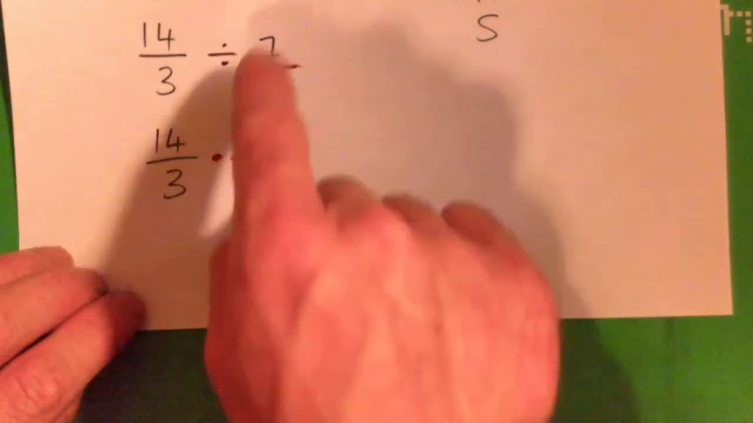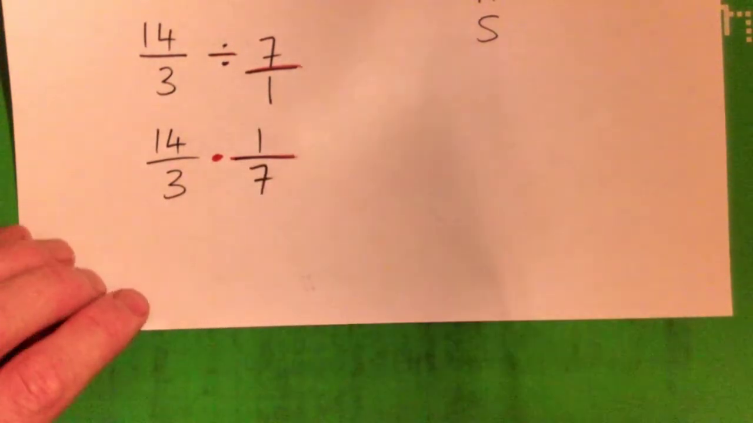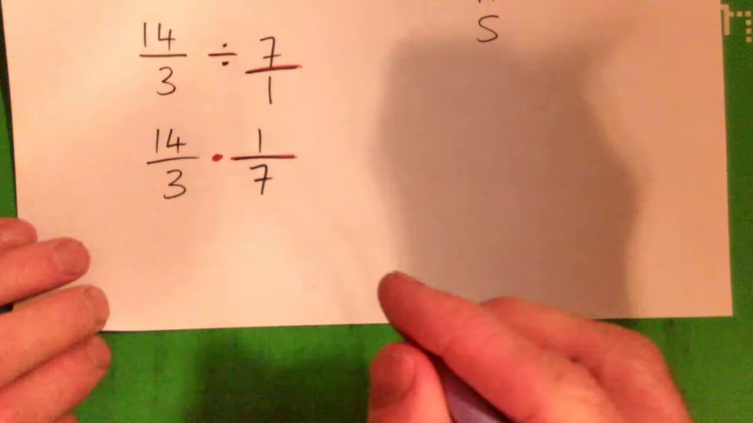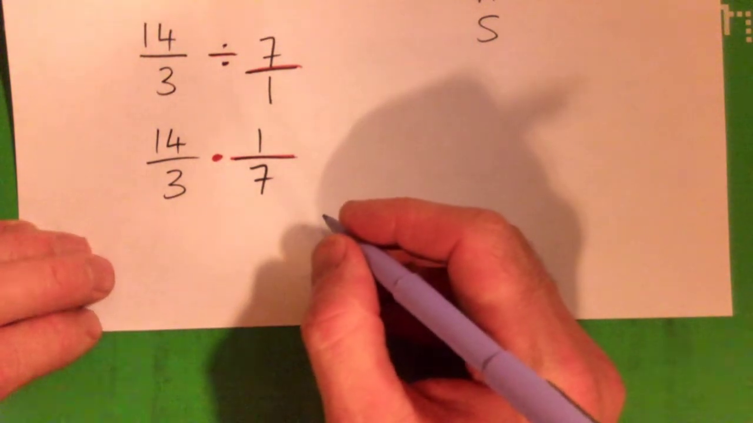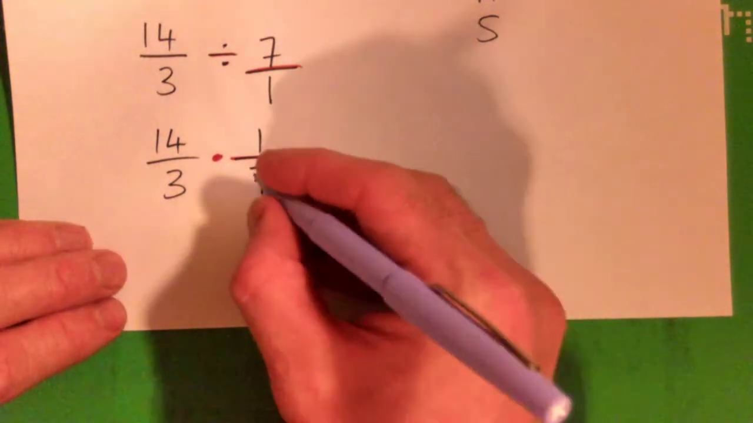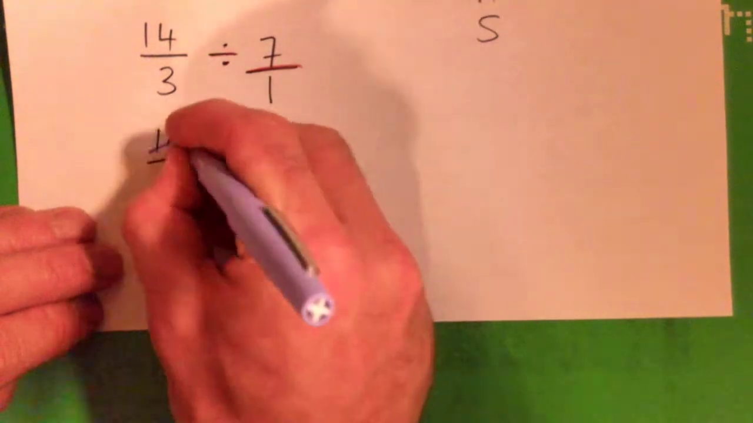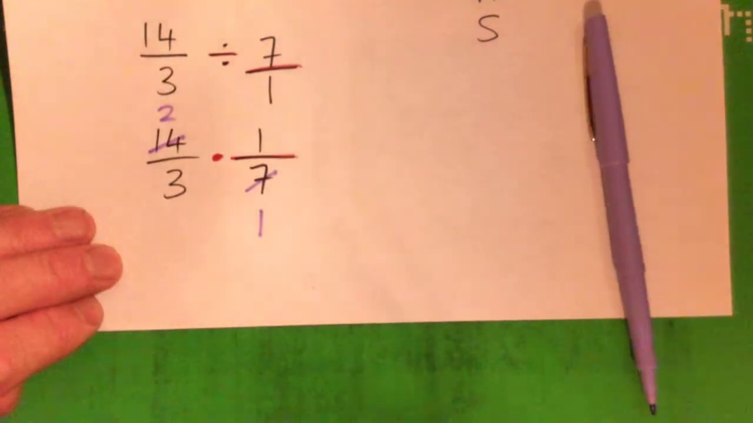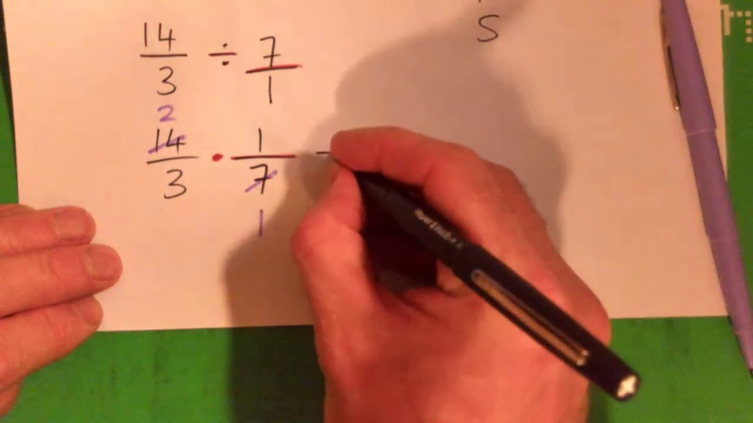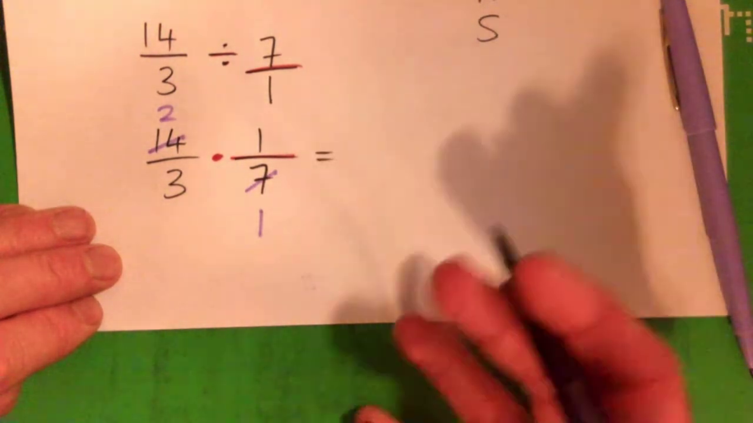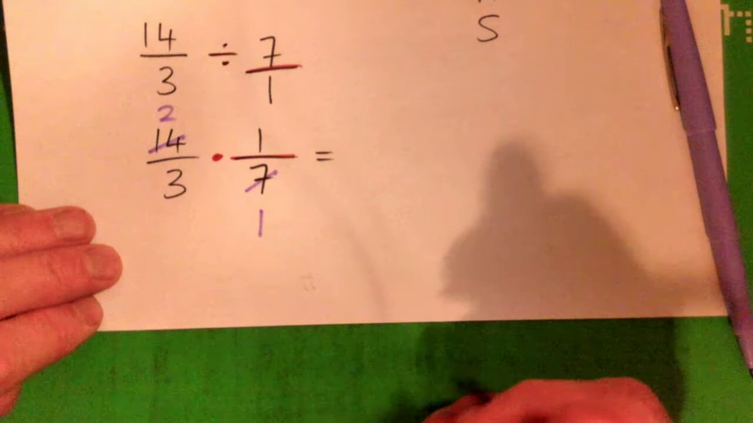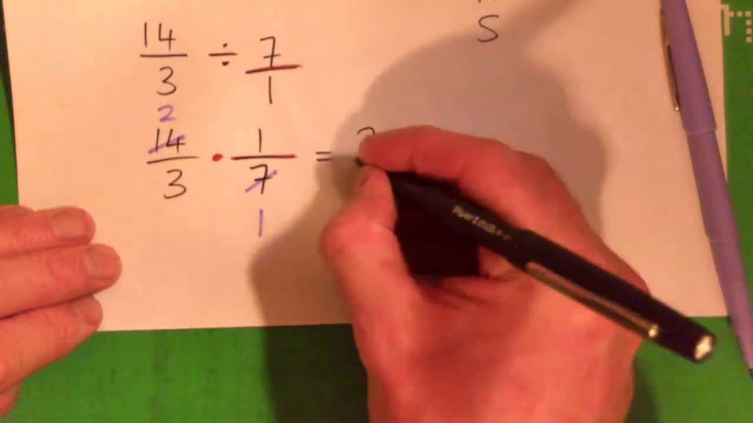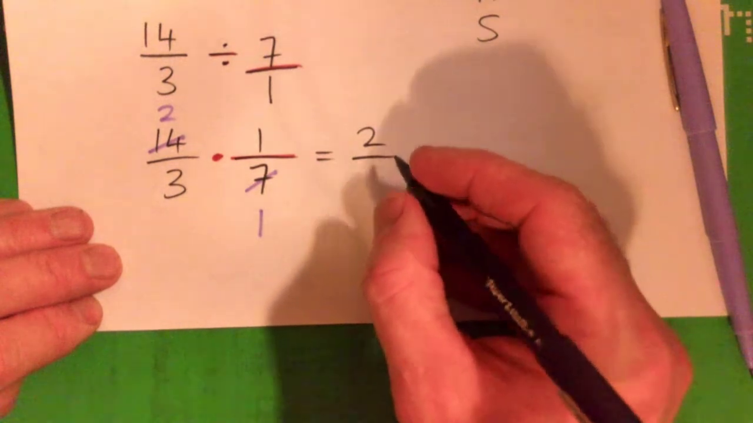So we end up with 14/3 times 1/7. Now what can we do now? All right, 7 into 7 goes once, 7 into 14 goes twice. So it's always easier to cross cancel first and then get the answer. Anything else to cross cancel here? No. So we get 2 times 1 is 2, and 3 times 1 is 3.